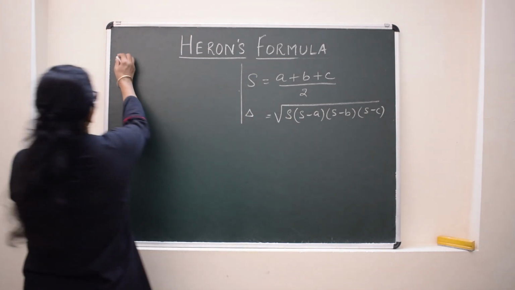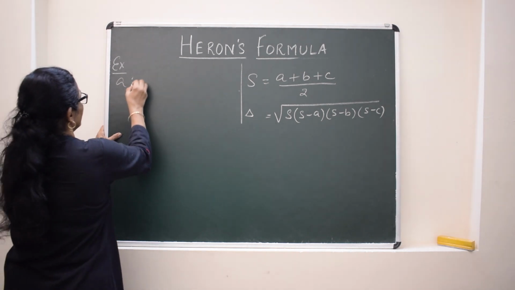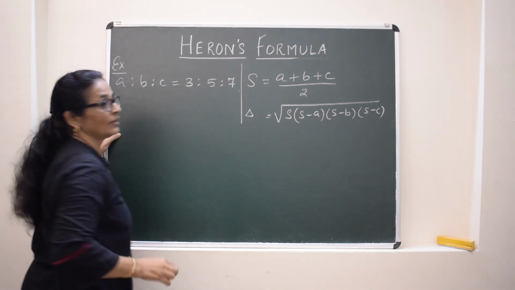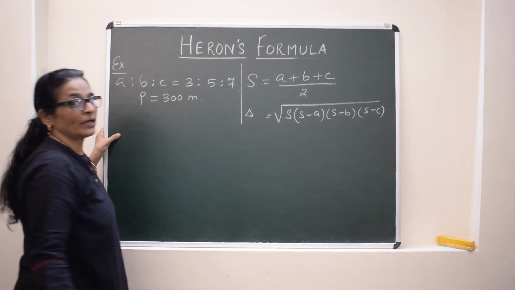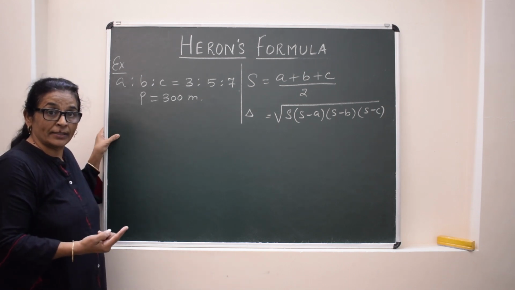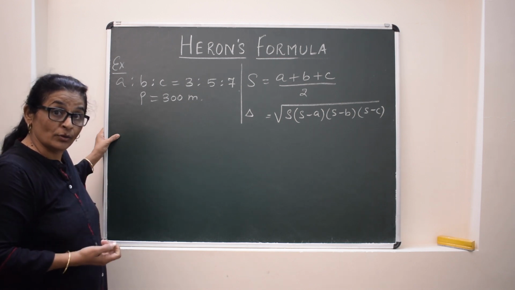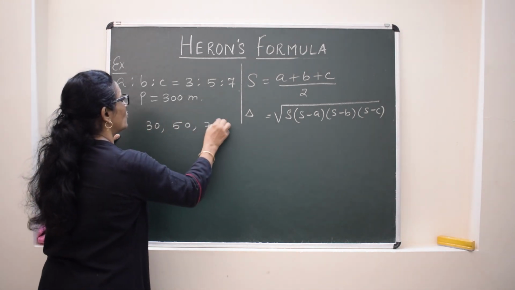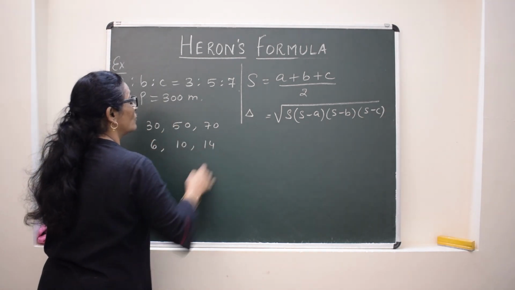In this example, the ratio of the sides is given as 3:5:7 and the perimeter is 300 meters. Then we have to find the area of this triangle. When the ratio is given, one possibility is maybe the sides are 3, 5 and 7. Other possibilities are also there. For example, the sides are 30, 50 and 70, or maybe the sides are 6, 10 and 14.